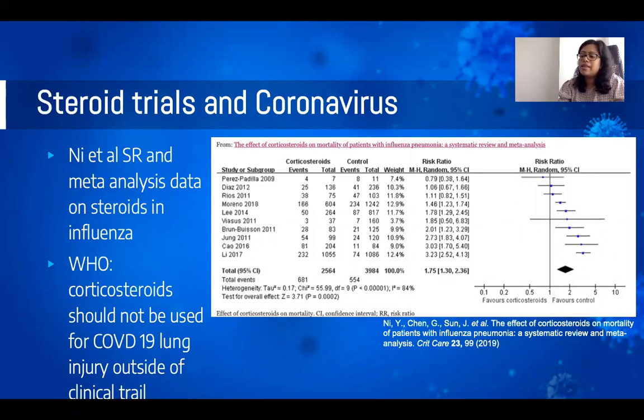I just want to say that none of these studies are actually randomized control trials, so there may very well be selection bias. Basically, perhaps the sicker patients were the ones getting the steroids. So the World Health Organization, the WHO, states that corticosteroids should not be used for COVID-19 lung injury outside of clinical trials.